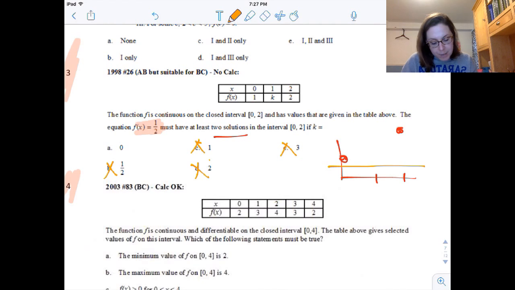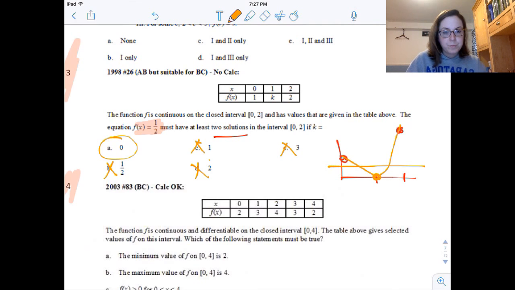But if k equaled 0, it would have to cross once there. And once there. And so that would be where we know it would have to cross twice. IVT.